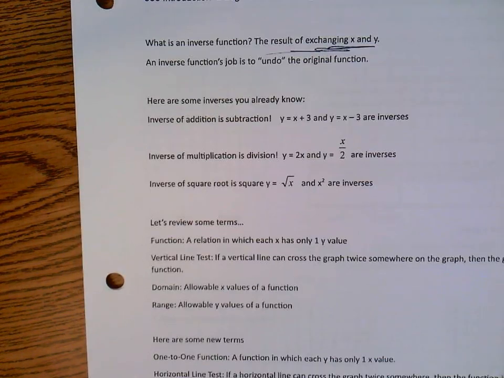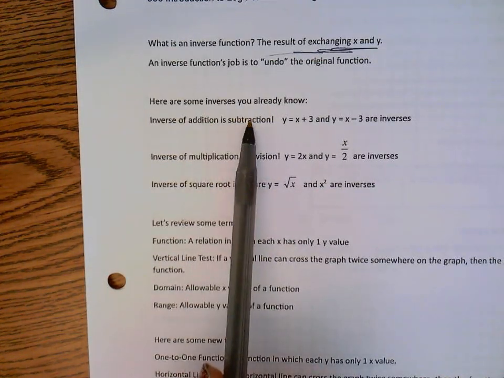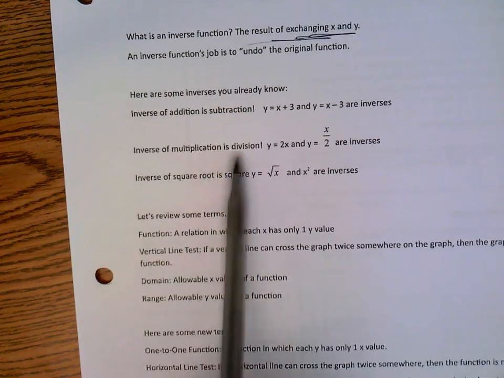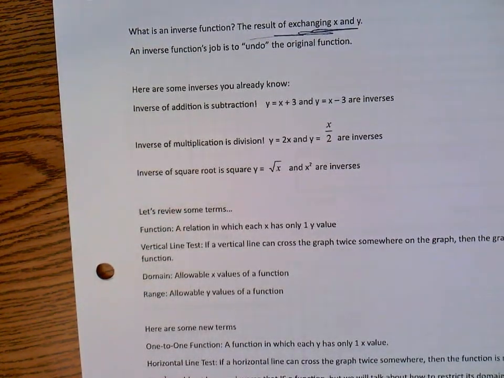So here are some inverses you already know. Addition and subtraction are inverses of each other. Multiplication and division, square root and square. You should already know that those are opposites. They undo each other. So if you add 3 to both sides or divide by 2 on both sides, that's page 356.